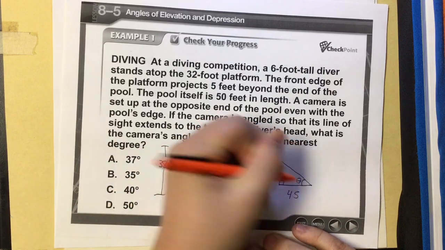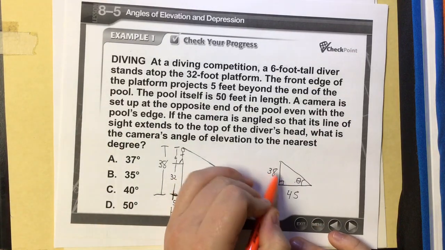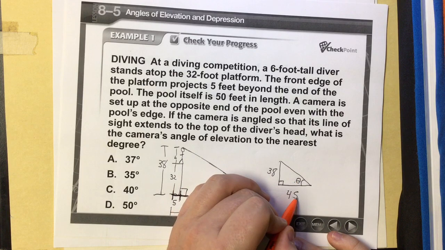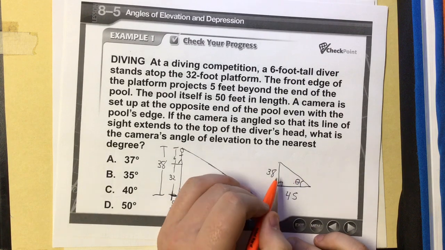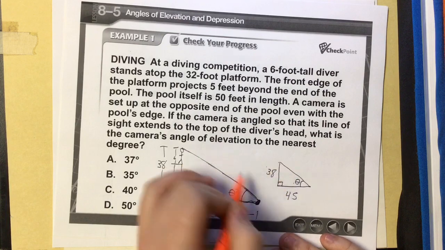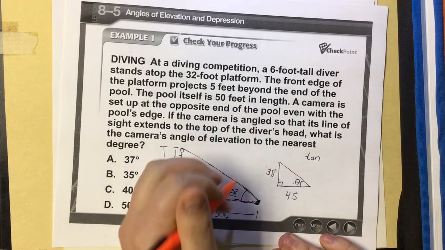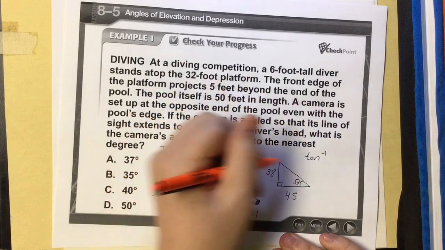And we're looking for that angle right there. From this angle, we have opposite and adjacent, opposite and adjacent from SOHCAHTOA. Tangent, TOA, is opposite over adjacent. So from SOHCAHTOA, we know we're doing tangent. Because we're looking for an angle, we do inverse tangent.